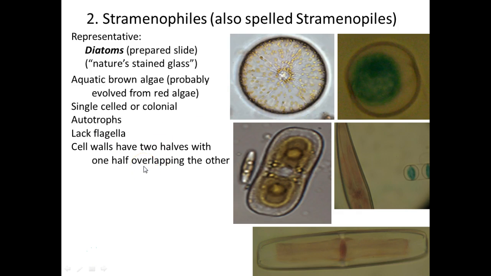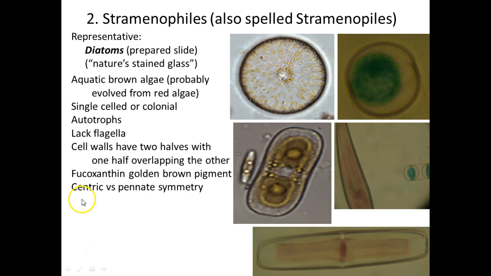The cells have two halves that overlap each other, almost like the petri dish lid and bottom. And they have a golden brown pigment. But again, some of the specimens we have have been stained, right? So they're not natural. And they have symmetry to them. Some of them are centric, where they're kind of circular or round. And then you have the pinnate, which are the more elongated forms. So you need to be able to find both of those on your slides and identify them.